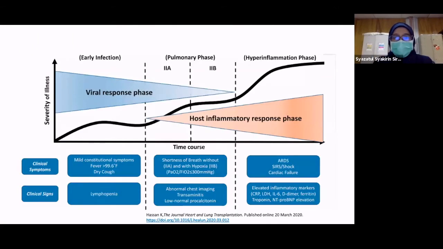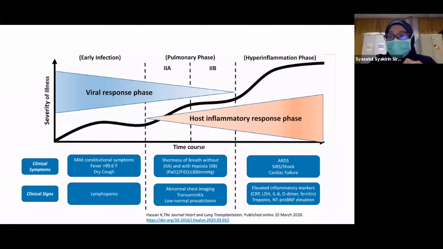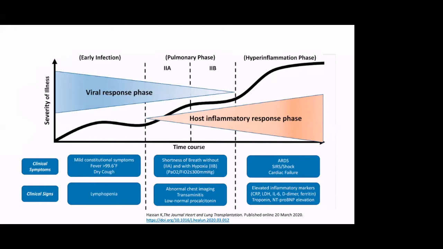Perhaps this is not really alien to you. This graph shows the timeline following SARS-CoV-2 infection. There are two phases, which we call the viral and the post-inflammatory response phases. Why do we need to know these phases? Because in the early course of disease, the host will experience the viral response phase, whereby the patient presents with fever, dry cough, and perhaps mild constitutional symptoms, and will have lymphopenia on the full blood count.